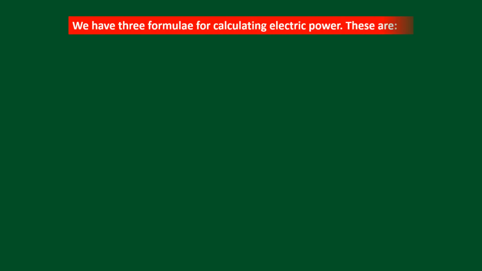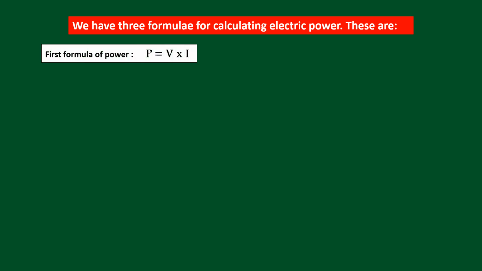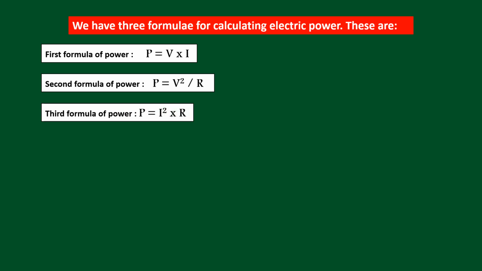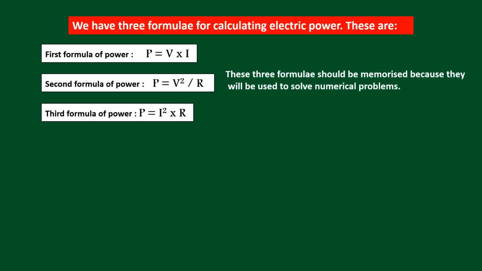Now let us see how many formulas are there to calculate electric power. We have three formulae for calculating electric power. These are: first formula of power is P is equal to V into I. Second formula of power is P is equal to V square by R. Third formula of power is P is equal to I square into R. These three formulae should be memorized because they will be used to solve numerical problems.